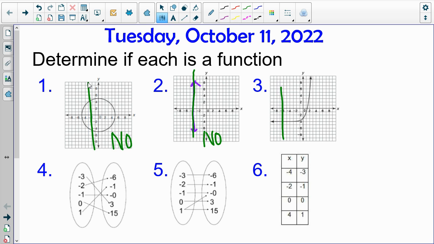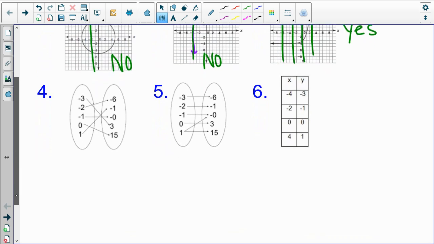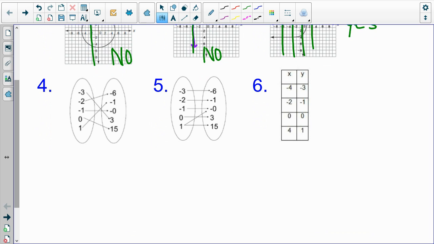What about this guy? Is it hitting just one time? Yeah, so it's a function. Okay, now on a mapping, you can't just focus on the numbers. What else do you have to look at? The arrows, the 2 lines. So do all of these x's just have one arrow leaving it? Yes. Yeah, so it's a function. What about this one? No, because that last one has 2 going away from it, meaning that one is repeating itself. So that's a repeating x.